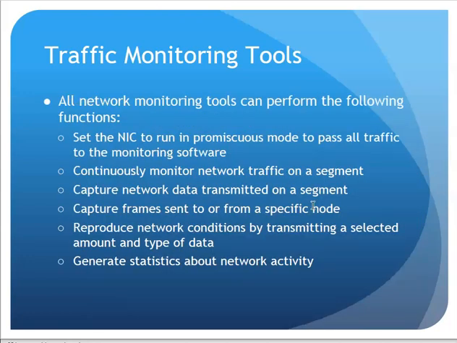Pretty much all your network monitoring tools can perform the following functions. Setting a NIC to promiscuous mode, so it copies all the traffic, not just traffic for that node, anything on that branch, if you will. Continuously monitor traffic on a segment. Capture network data transmitted on a segment. Capture frames sent to or from a specific node. You can filter and just do to and from a specific node. Reproduce network conditions by transmitting a selected amount and type of data, and generate statistics about network activity. So actually compile and generate how many frames have moved in and out, how many error frames, and that sort of thing.